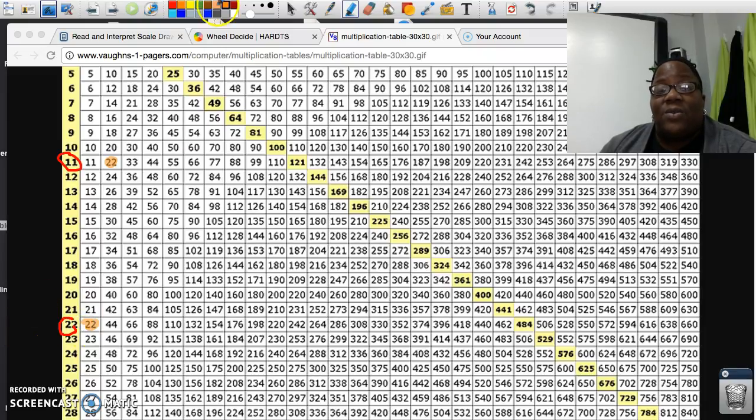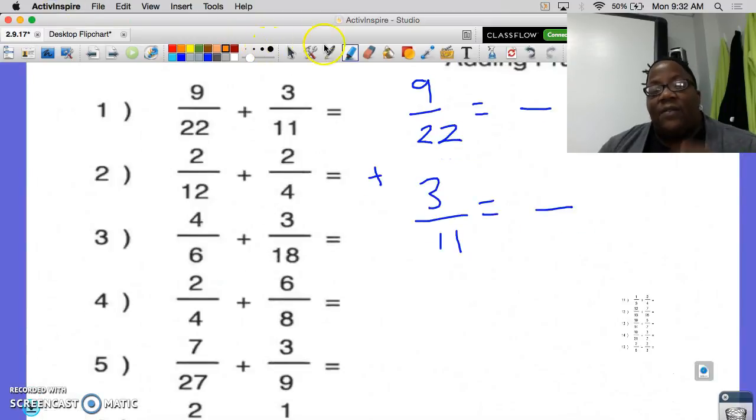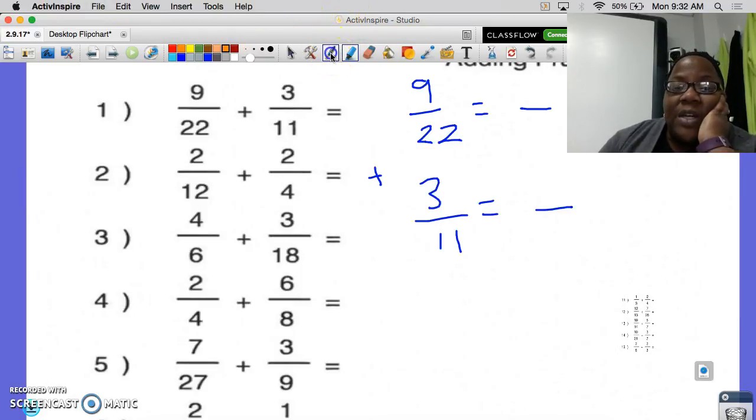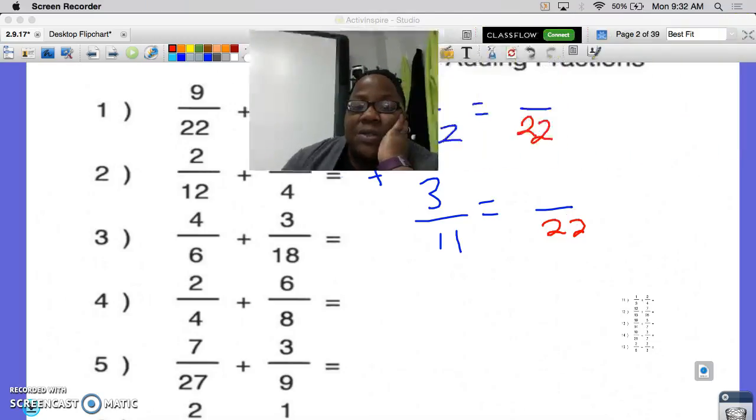So that, my friends, is going to be used as my bottom number. Okay? Easy way of figuring out what your common denominator is going to be, especially if you're not familiar with your multiplication facts. Okay? So now I just realized that my bottom number is going to be 22. There you go. Okay, so what do we do after here?